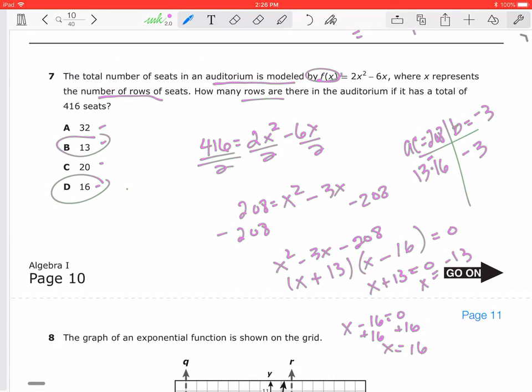Now remember, we can't have a negative value when talking about the number of rows of seats. So our answer choice is going to have to be D.